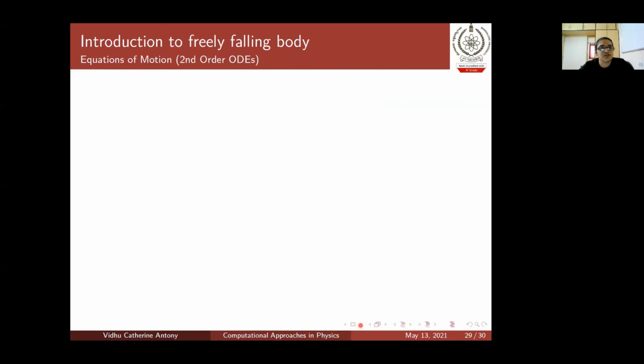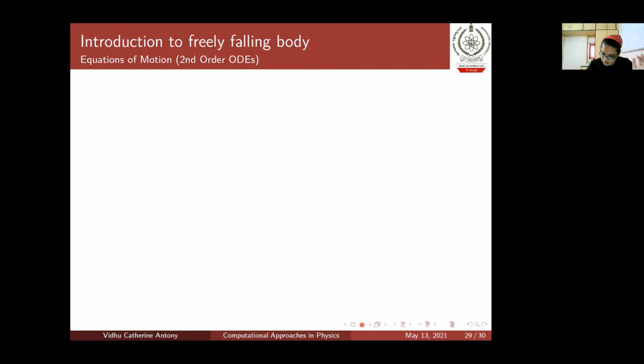So I'm going to give you an introduction of this session. Equations of motion, your second order ODEs, and then we will discuss this later on. We're going to be using Euler's method and the Runge Kutta method, second order and fourth order, to evaluate this. We need to look at freely falling bodies, and Newton's laws of motion basically govern all kinds of classical motion, right? So we're going to be using that, and we're going to get two first order differential equations.